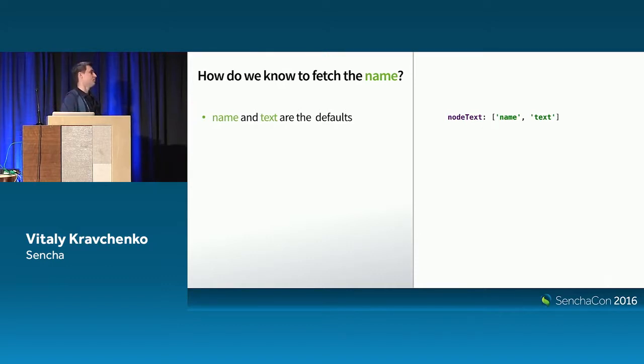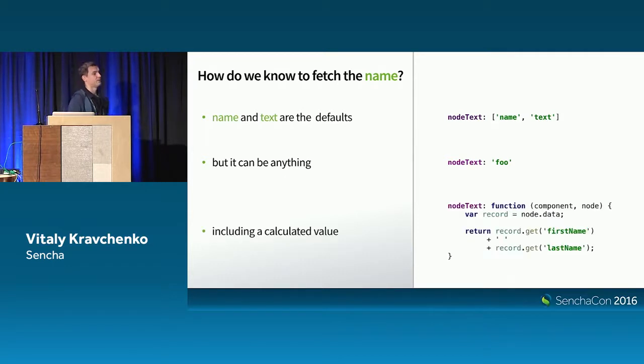So by default, we'll try to fetch the value of the name field. When that is empty or not found, we try to fetch the value of the text field. And if that is empty as well, we'll just return an empty string for the label, so the text will be invisible. You can set it to any value you want, or to any field you want, or it can even be a calculated value. So for example, you could fetch the first name and the last name of a customer from your tree store record, concatenate them, and return that as a label.